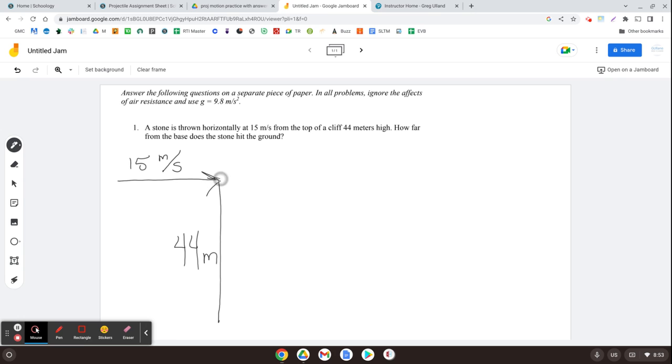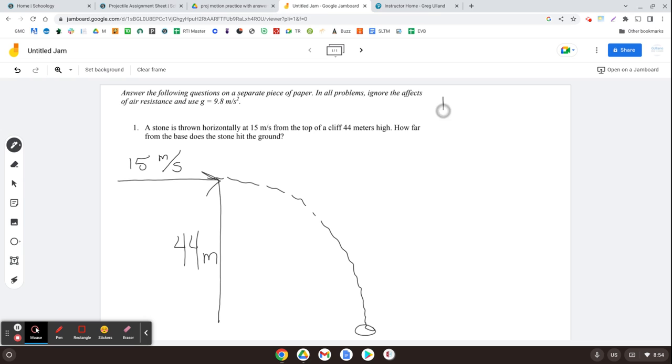So this is going to be a classic projectile problem, and we're looking for this. Now, a lot of times in these problems, you're going to have to find something that you may not think you need so that you can find what you do need. So the question is, how long will it take to hit the ground?